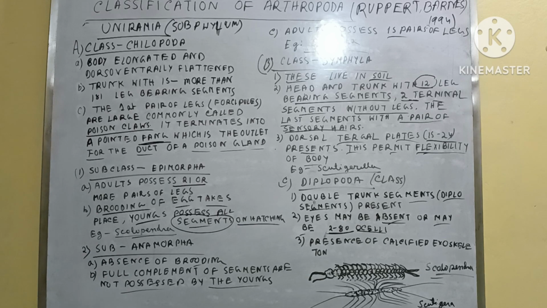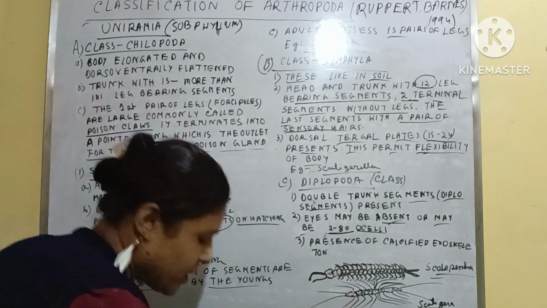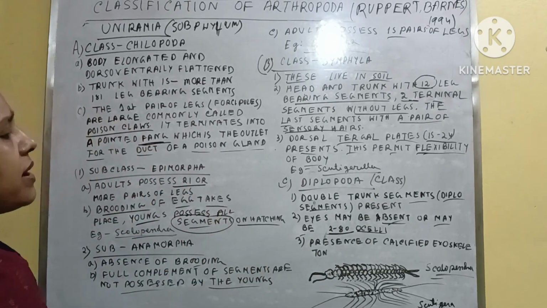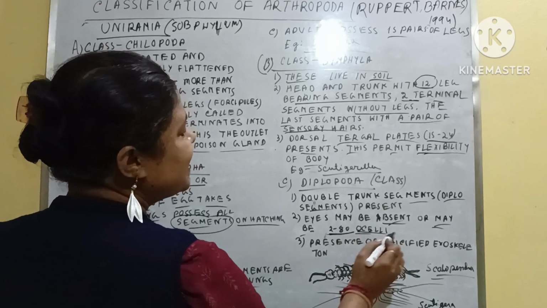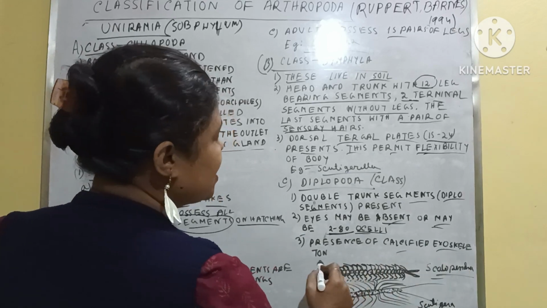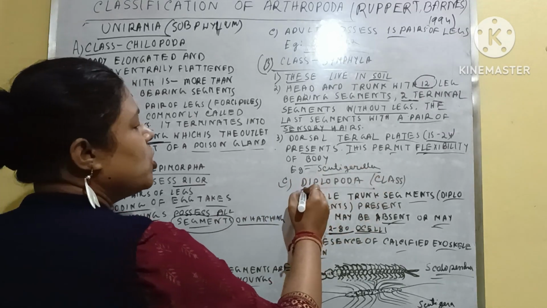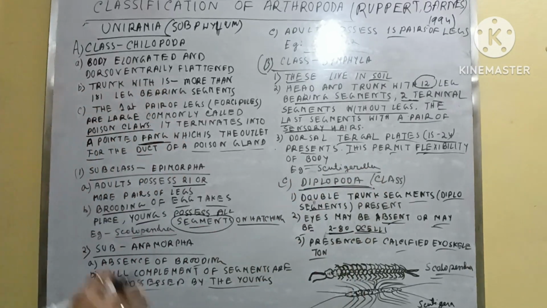In the case of compound eyes, the compound eye is a mixture of many simple eyes, or many ocelli, that join to each other to form one compound eye. Clear? So sometimes eyes may be absent or may be present with 2 to 80 ocelli. Number 3, the presence of calcified exoskeleton. This class, Diplopoda, has subclasses.